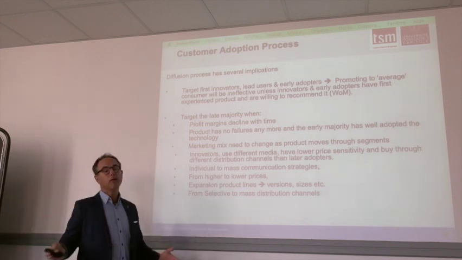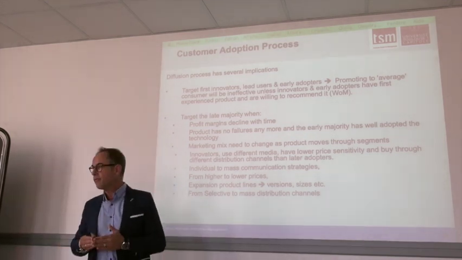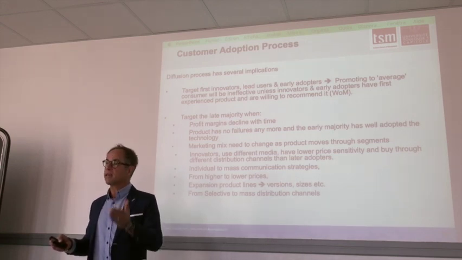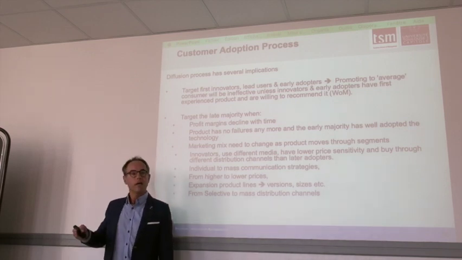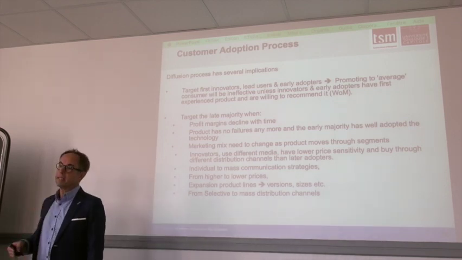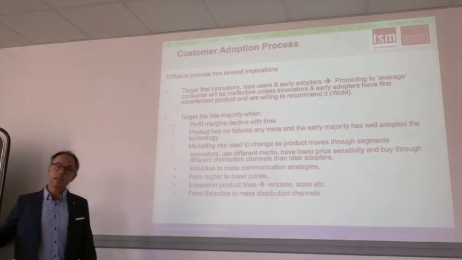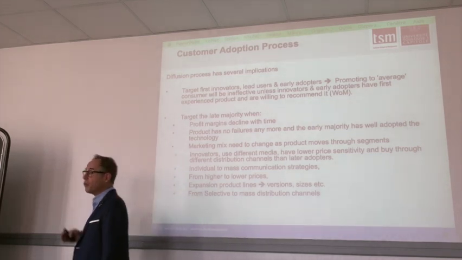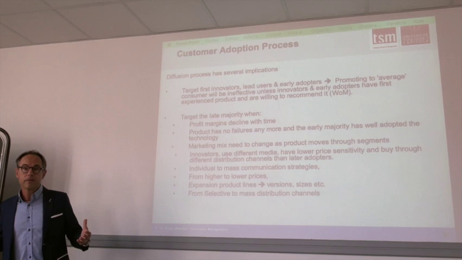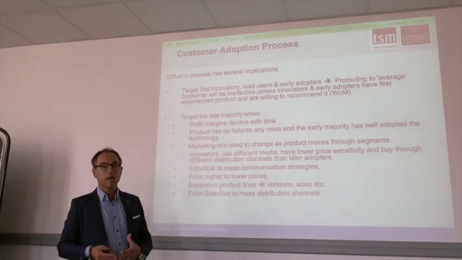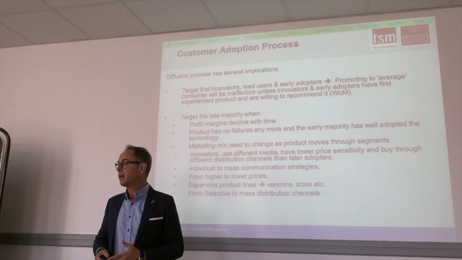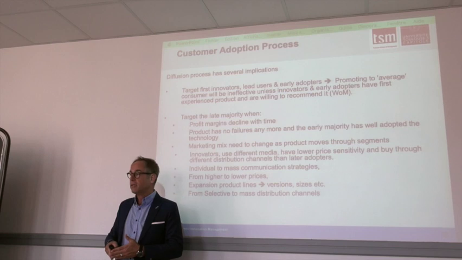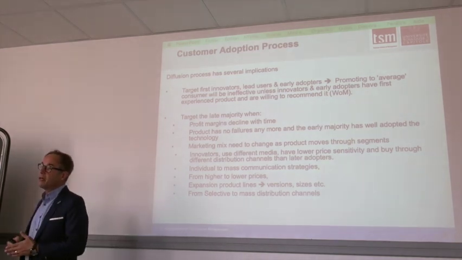So for example, in the growth cycle, which corresponds to the early majority, mass media will be used more. The prices will decrease because the segments are more price sensitive. And the channels become more mass distribution channels. So we move from individual to mass communication strategies, from higher premium prices to lower prices, and we will also experience the expansion of product lines with different versions or sizes. And we move from selective to mass distribution channels.